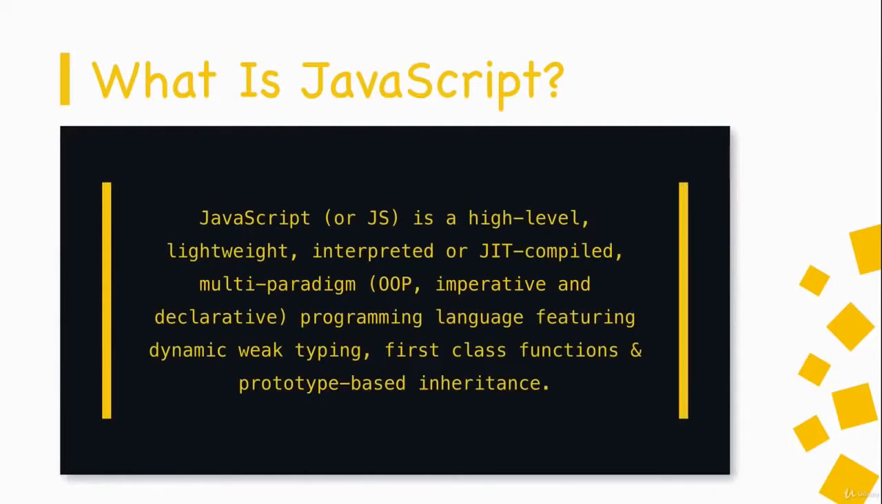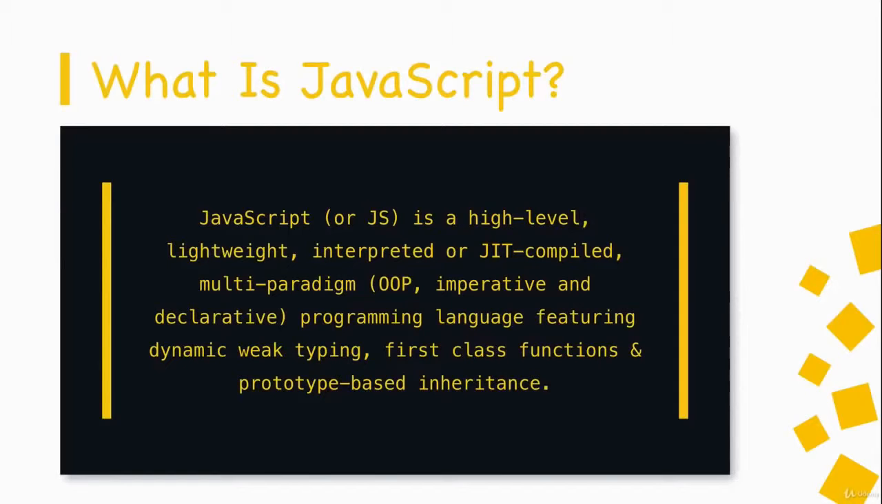Well, JavaScript, or JS for short, is a high-level, lightweight, interpreted or JIT compiled, multi-paradigm programming language supporting object-oriented programming, imperative and declarative styles that features dynamic weak typing, first-class functions, and prototype-based inheritance.